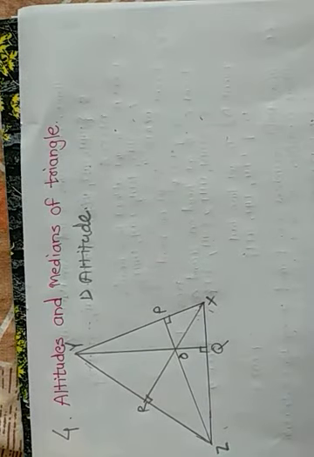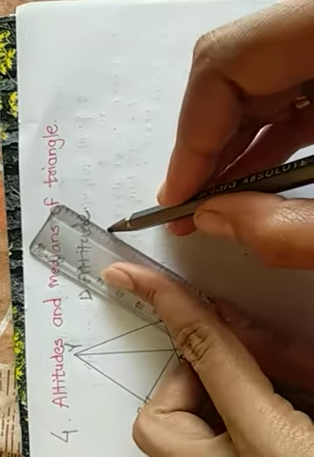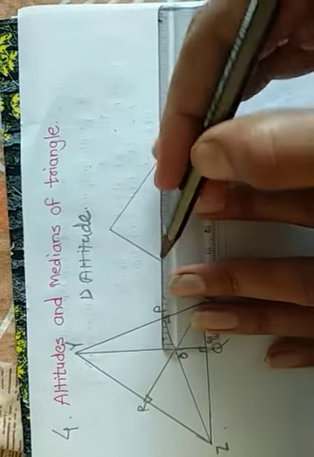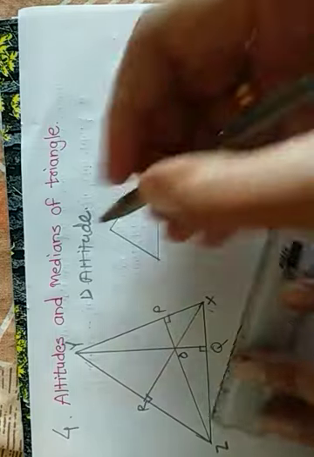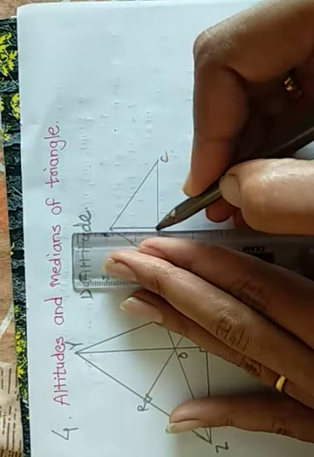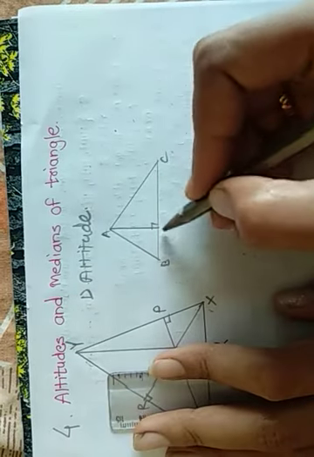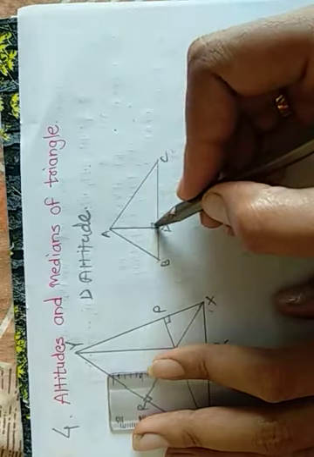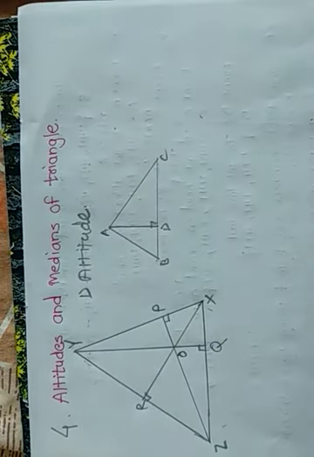If there is one more triangle, suppose this is triangle ABC. Here draw its altitude, means this AD perpendicular to BC, then this AD is called the altitude, means height of that triangle.